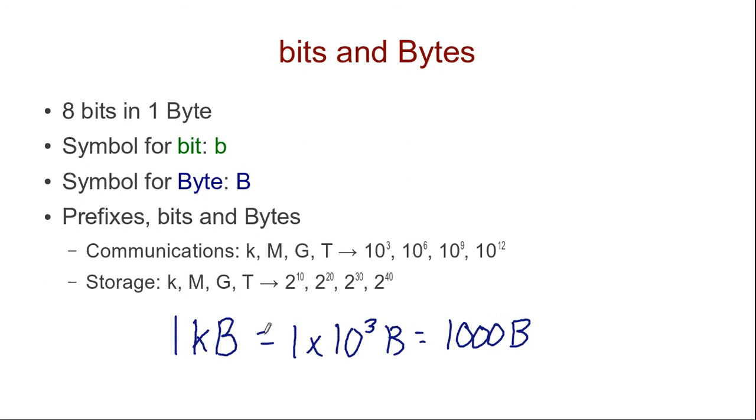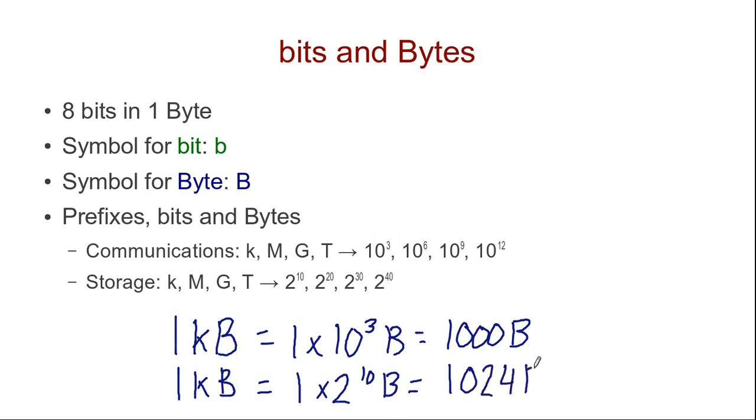But if we're talking, for example, about hard disk size, file size, that is storage. 1 kilobyte, what does the K mean? Well, it commonly means 2 to the power of 10. So we get 1 times 2 to the power of 10 bytes. And 2 to the power of 10 is 1024. Of course, different values. Similar, or close, but different.